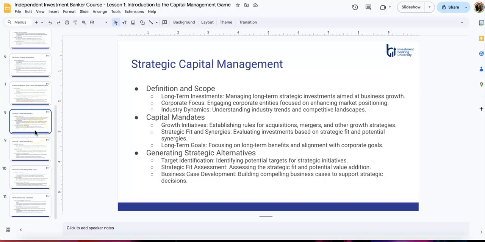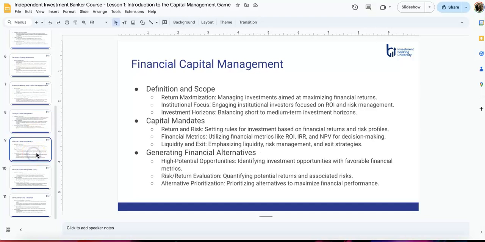So when we're talking about strategic capital management, we already chatted about that in terms of the capital mandate. Really, there has to be a strategic fit and synergies in order to realize a real return, an EPS growth, whether it's supposed to be accretive rather than dilutive. We'll talk about what that means. But ultimately, we're trying to get into target identification, strategic fit assessment, and ultimately building that business case.